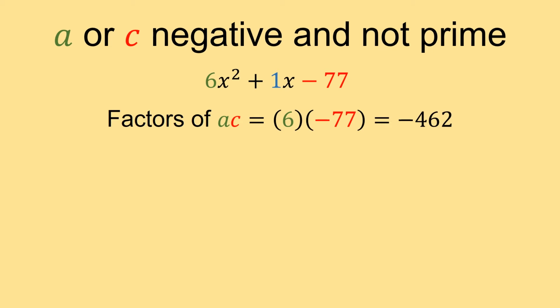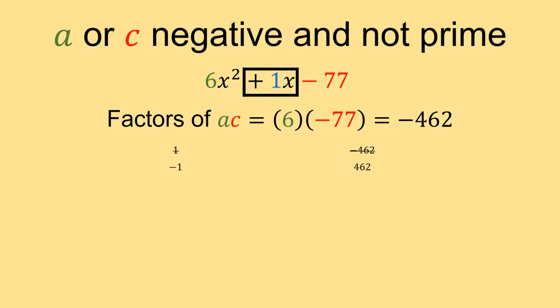As always, one factor pair is 1 times negative 462. And we also get negative 1 times positive 462. Now, since b is positive, we know that the larger factor has to be positive, and so we can cross out positive 1 and negative 462.